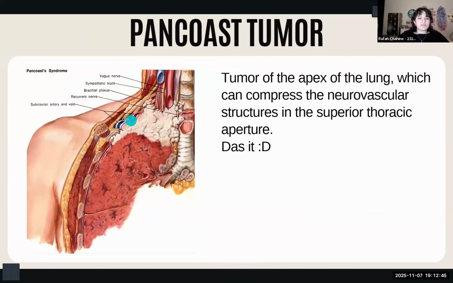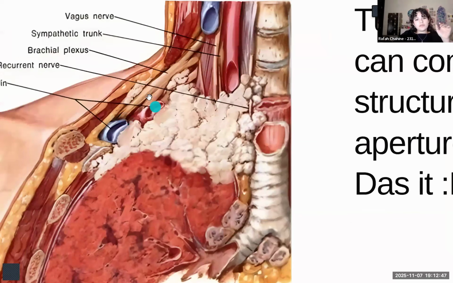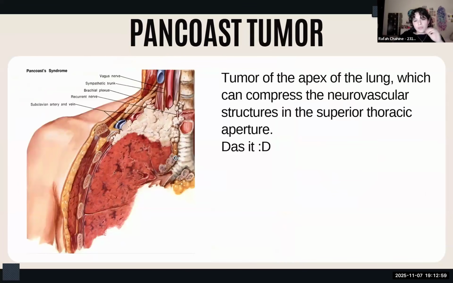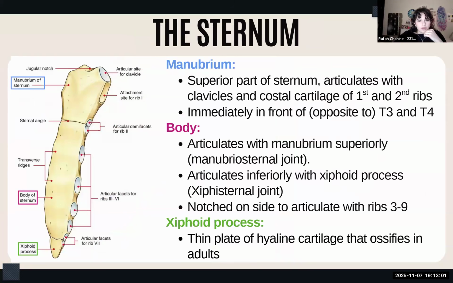So it's right here, and as you can see, if I were to zoom in, this is your subclavian artery, this is your subclavian vein, this is T1 that goes and joins into your brachial plexus. This is the tumor. It might compress on these things, and it will cause this thoracic outlet syndrome, pain, numbness, and tingling, okay? Awesome. Now we're going to move on to the actual bones, starting off with the sternum.